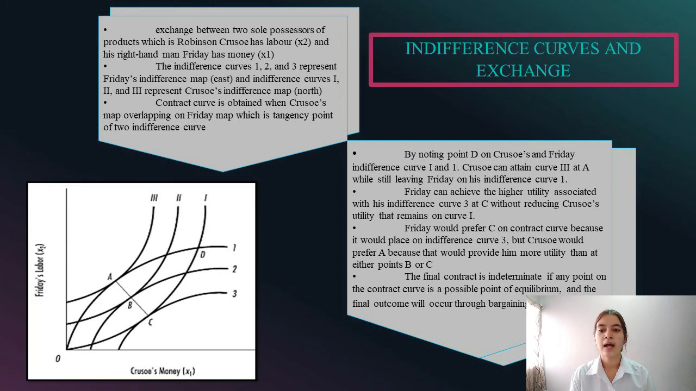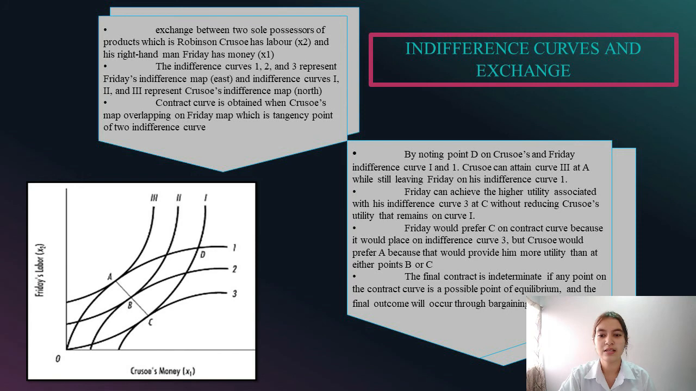Other than that, the contract curve is obtained when Crusoe's map is overlapped on Friday's map, which is the tangency point of the two different curves. Edgeworth concluded that the price of Friday's labor in terms of Crusoe's money is subject to bargaining. Why is this so? Edgeworth's answer is that at all points other than those on the line ABC, either Friday or Crusoe can add to his utility without lessening the utility gained by the other party.